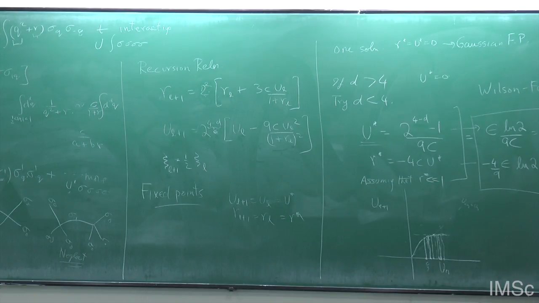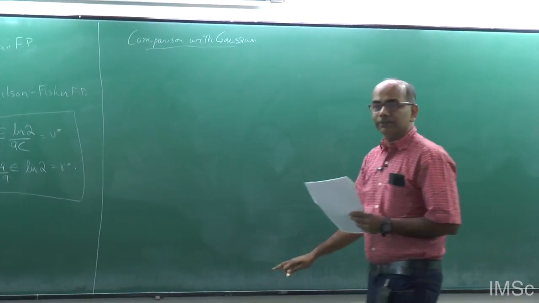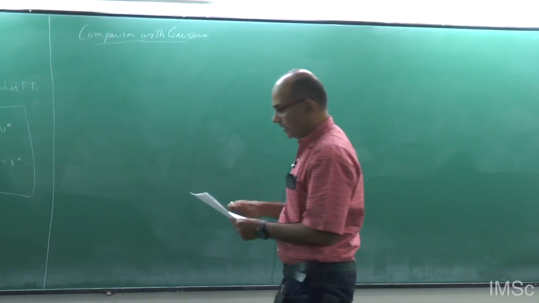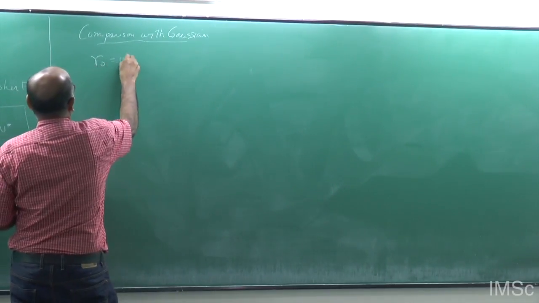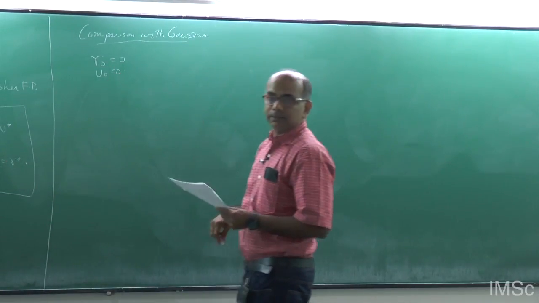Okay, so let's compare with the Gaussian case. I'm going to say something qualitatively and then we'll do it a little more quantitatively in a few minutes. So first of all, in the Gaussian case, you had U naught equals 0. That was your starting point.